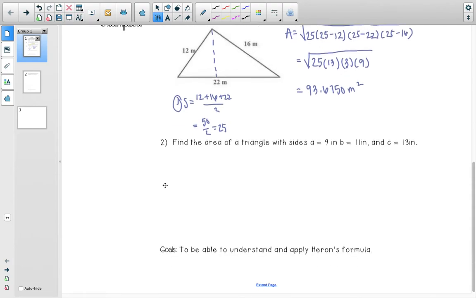On number 2, I did not give you a triangle. You don't need it. The first thing you do is find the semi-perimeter. So you do 9 and 11 and 13. You're going to divide that by 2, and that becomes 33 over 2, and we're going to use the decimal, and that's 16.5. Okay, so we're going to find the area. All right, and you're going to do 16.5 minus 9, 16.5 minus 11, and 16.5 minus 13.